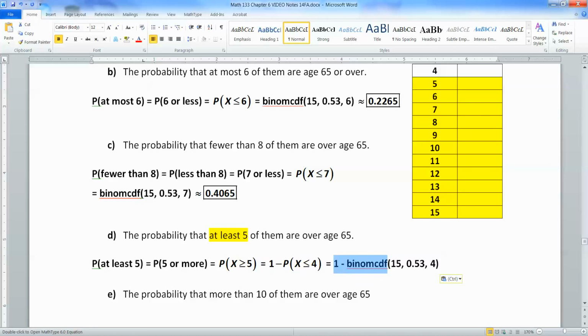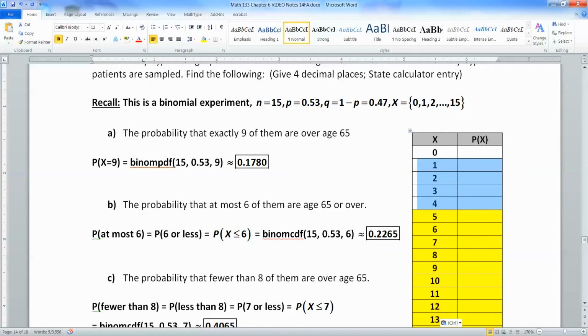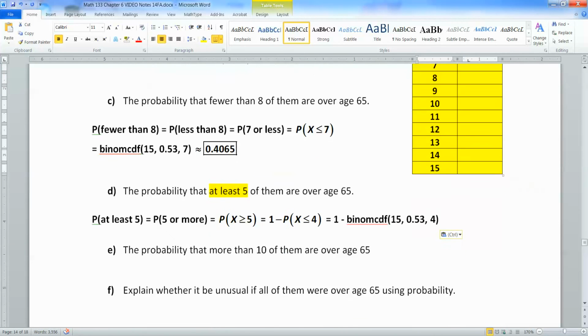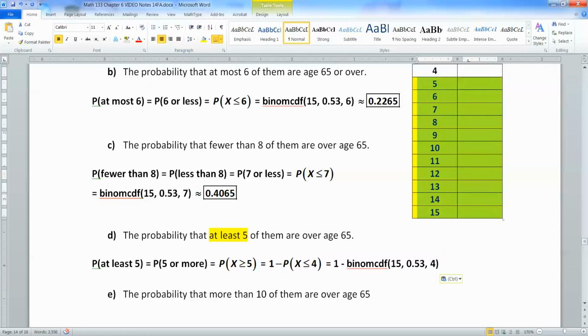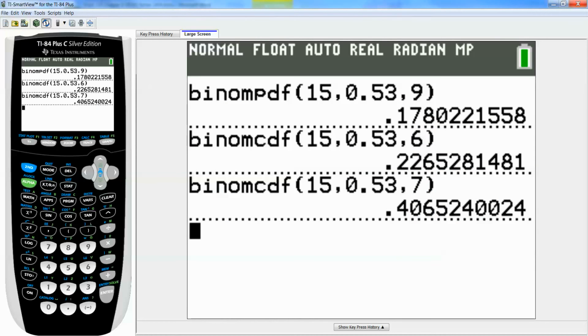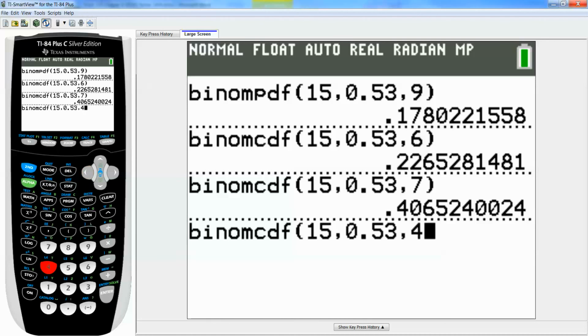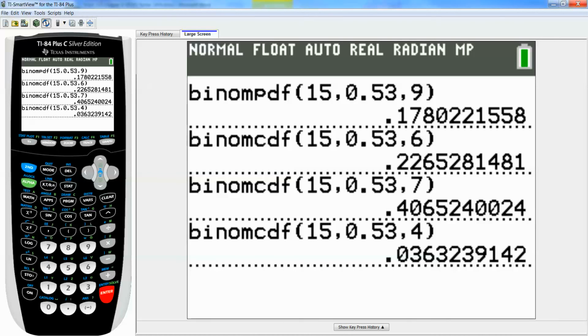That's 1 minus binomcdf. 15 is still your n, 0.53 is still your probability of success, and 4. You're adding up these probabilities all the way up to 4, and you're going to take it away from 1, and it'll give you what these yellow ones would have added up to if you went and found them. So you can do this all at once, or you can do it in stages. So I'll do it in stages. So I'll say second entry again. I'm going to change that binomial CDF from a 7 to a 4. That gets me 0.0363. And then I take 1 minus second answer. 1 minus that answer, enter.